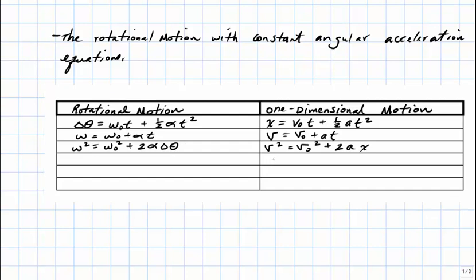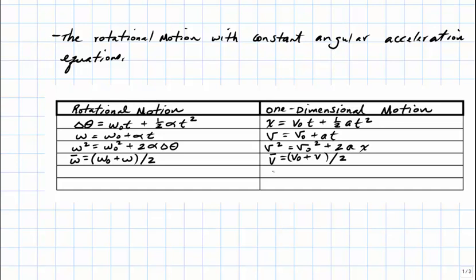The next equation is v bar equals v0 plus v divided by 2. On the left-hand side, the equation looks like this. Omega bar equals omega 0 plus omega divided by 2.